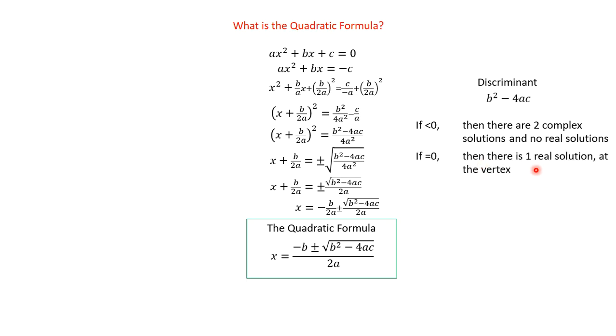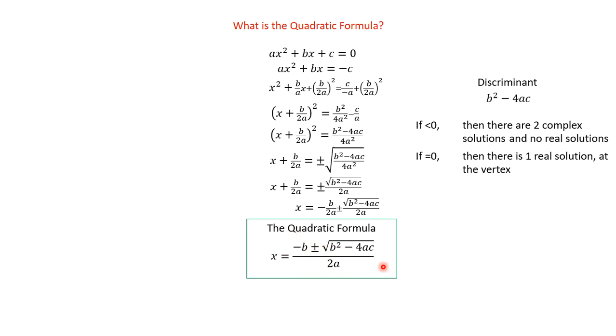If it equals 0, there's exactly one real solution, and it is the vertex, because the square root of 0 is just 0. Negative b plus or minus 0 is just negative b over 2a. Negative b over 2a, that's the equation for the x part of the vertex. Remember we saw that the other day? This negative b over 2a was what we used. It's our axis of symmetry. It's the x part of the vertex.